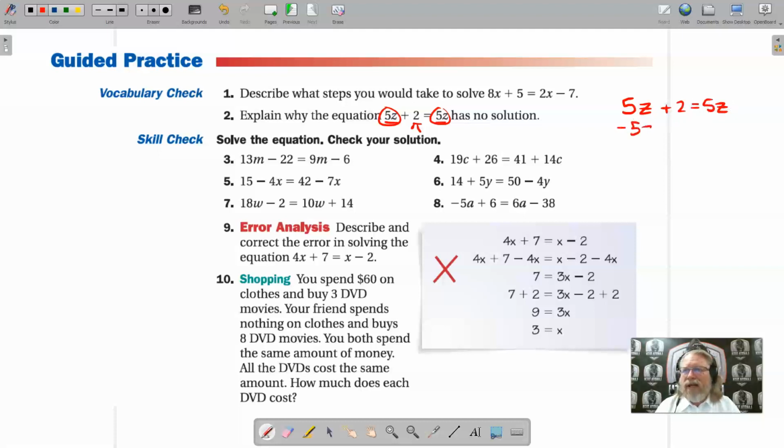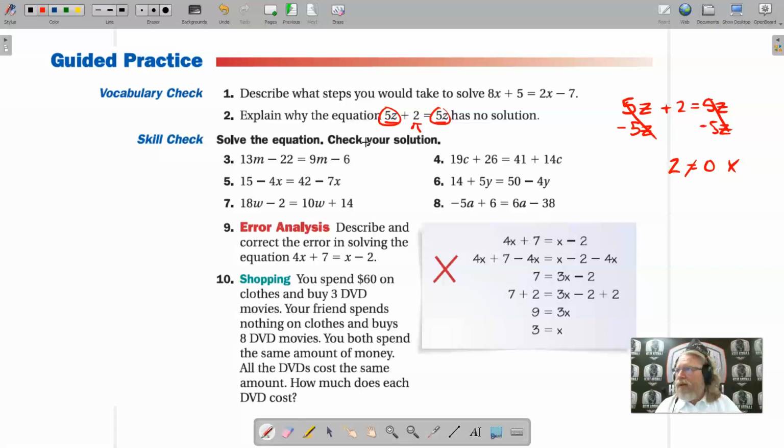Subtract 5z from each side. Let's try that. Minus 5z. And those cancel. I end up with 2 on the left. And what's on the right? Well, 0. Is 2 equal to 0? No, it's not. This doesn't work. So since we end up with a false statement at the end, after working it all the way down, we find that there is no solution.